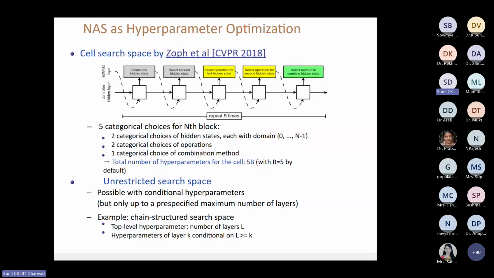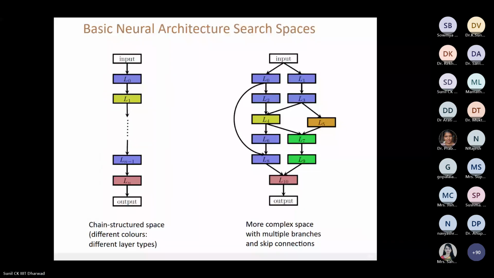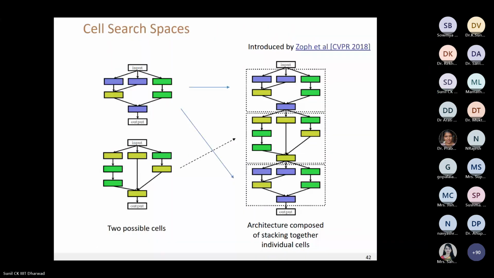So unrestricted search spaces are possible with conditional parameters, but only by a pre-specified maximum number of layers. The example is the chain-structured search space we have seen in the previous slide. Top-level hyperparameters are the number of layers L, and hyperparameters of layer K are conditional on L being greater than or equal to K. That's what we have seen in this example.